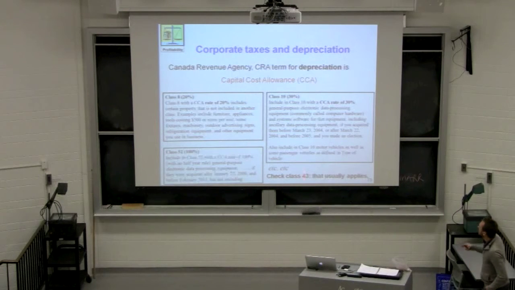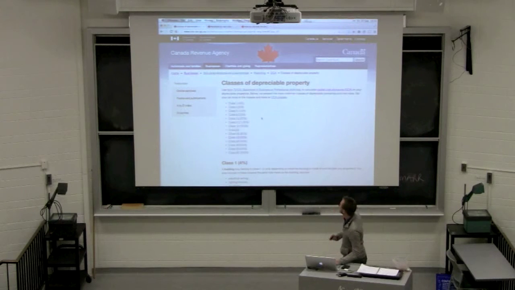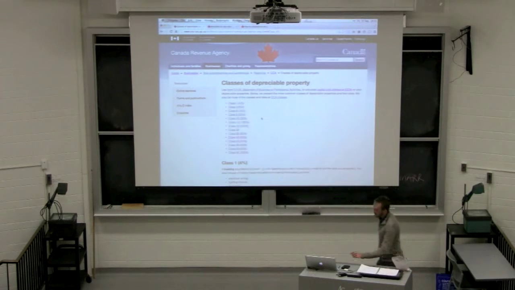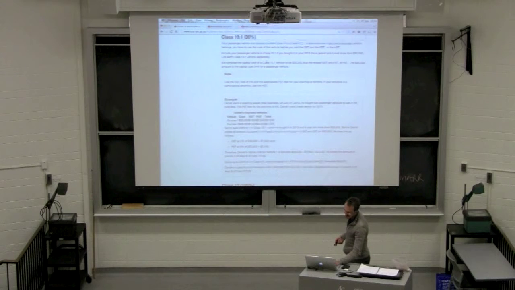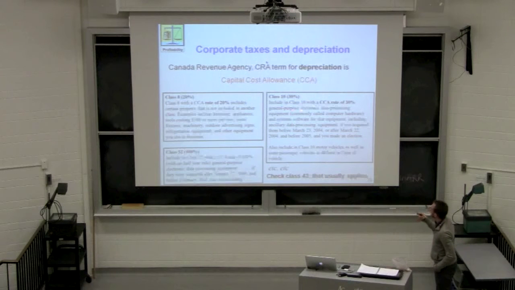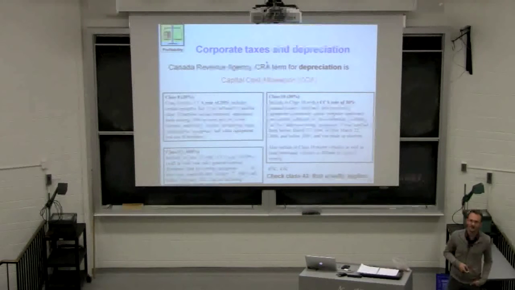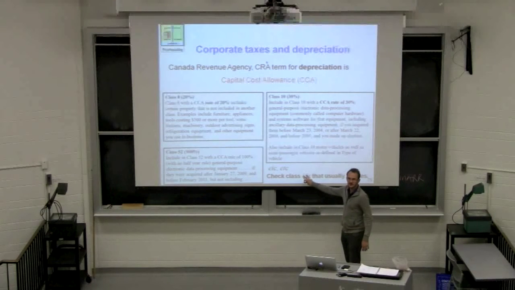Let's go see how. If you go look at their website, Class 10, so here's the CRA's website, and if you click on Class 10, you see it's 30% over there. I'll talk about that in a minute. And if you read that definition there for Class 10, I've got it here. Class 10 is General Purpose Electronic Data Processing Equipment, in brackets, commonly called computer hardware, and system software for that equipment, including ancillary data processing equipment. It's very, very messy. The one that we're going to use the most is Class 43.